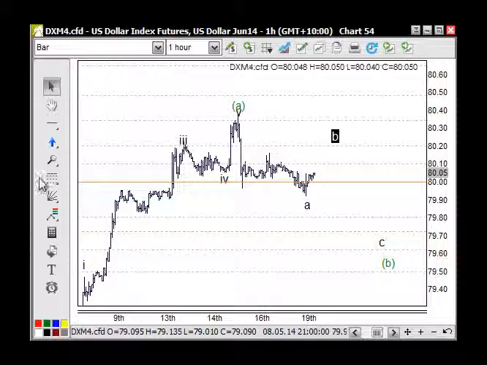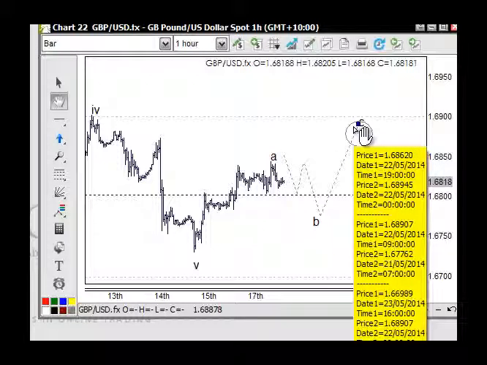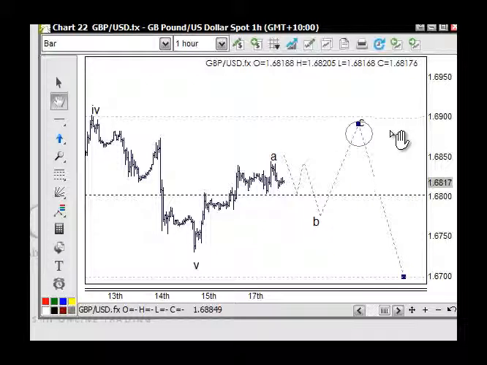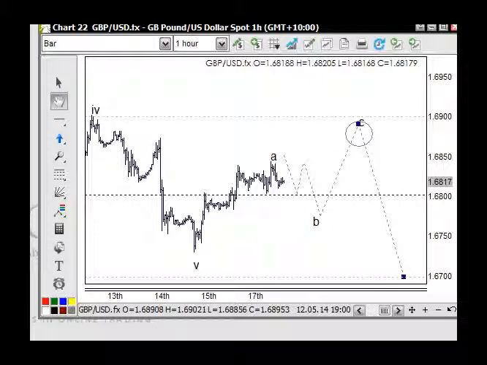When we look at the pound US dollar, we can see that we've got a reasonably nice impulse wave to the upside here, so we could expect a correctional pattern and then further upside to the 169 area. So while this is pulling down, the US dollar could be pushing up a little bit. Check the Swissy as well.